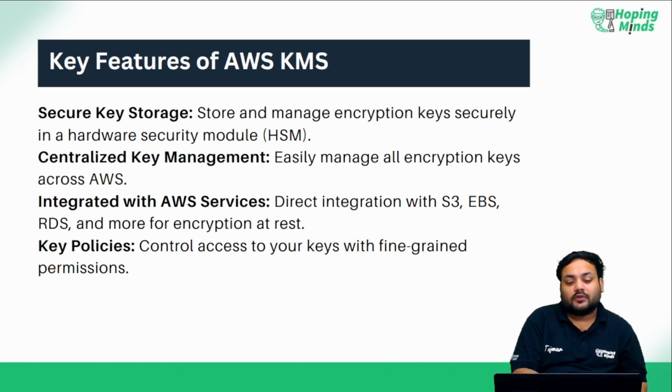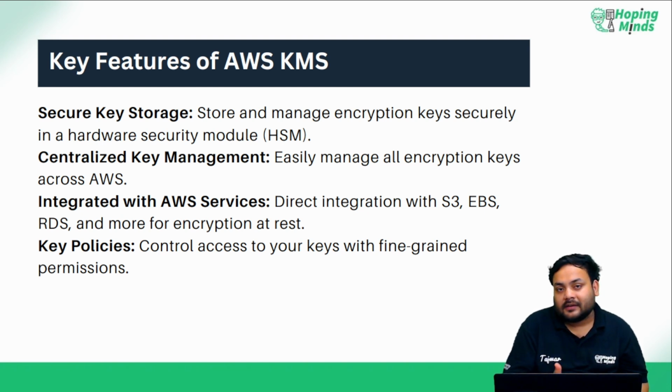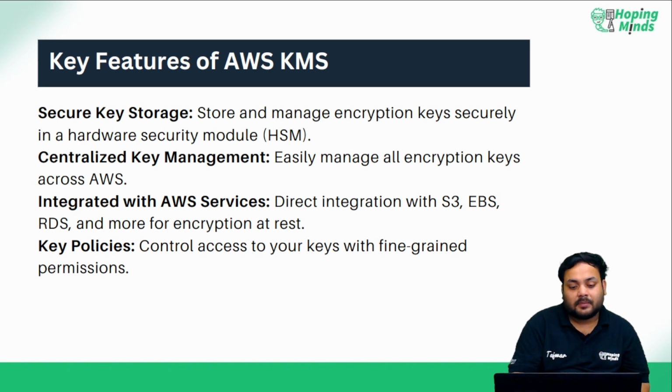Now the key features of AWS KMS. First, secure key storage. We can securely store our keys and manage our encryption keys. It has centralized key management, so we can easily manage all the encryption keys across AWS in a single go. Then it is integrated with AWS services, so we can integrate this with different AWS services like S3 or EBS, which I have already told you. Then we have key policies, so we can control the access to our keys. These are the features of KMS.